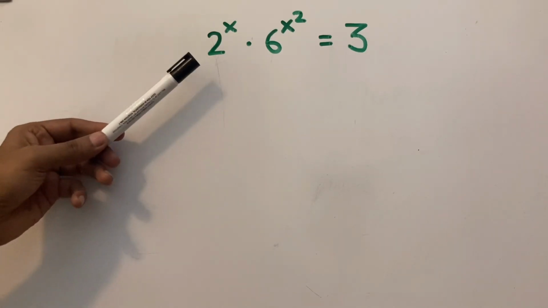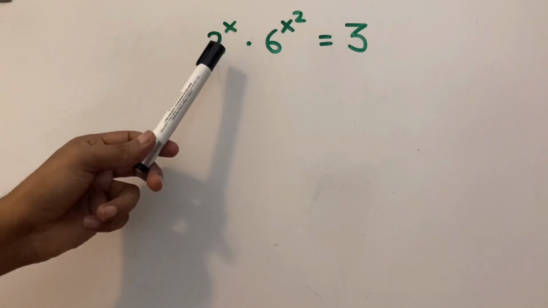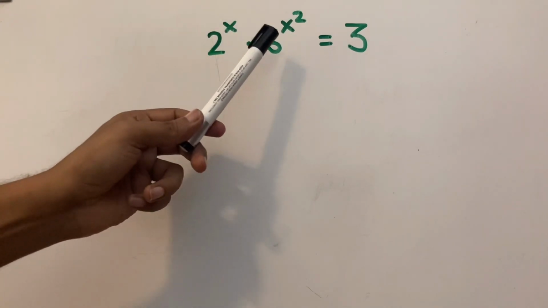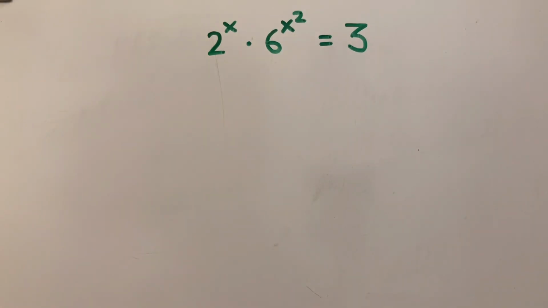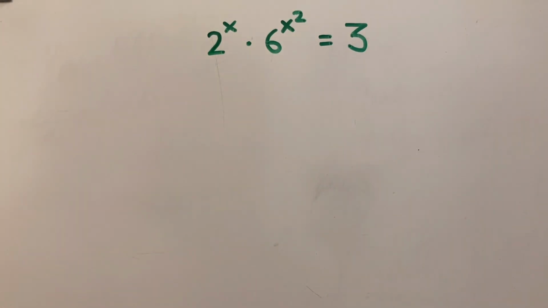In this problem, you have to find the value of x when 2 to the power x multiplied by 6 to the power x square is equal to 3. To solve this, first take log on both sides.